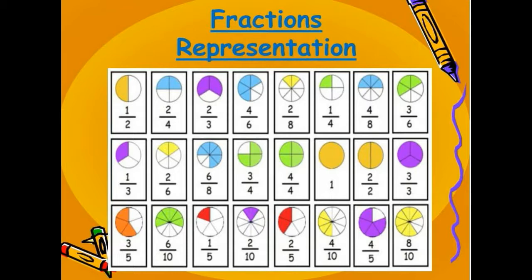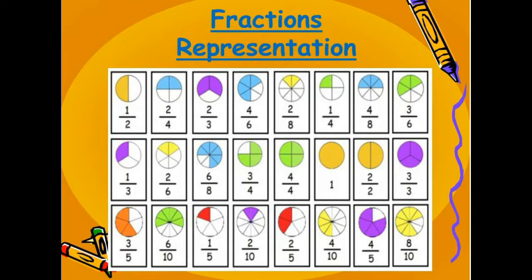Similarly, the second one is divided into 4 parts. Out of the 4 parts, 2 are shaded. Therefore, the fraction will be 2 by 4. Similarly, the third one is divided into 3 parts. Out of 3, 2 are shaded. Therefore, 2 represents the numerator and 3, which is the number of parts it has been divided into, represents the denominator.